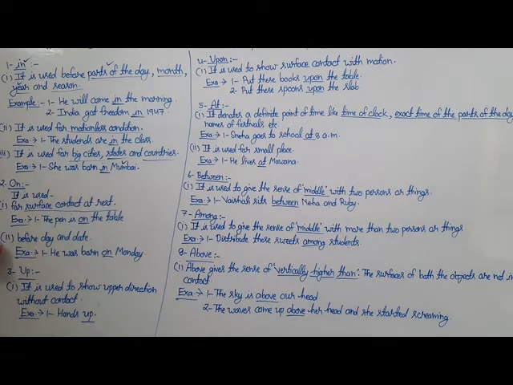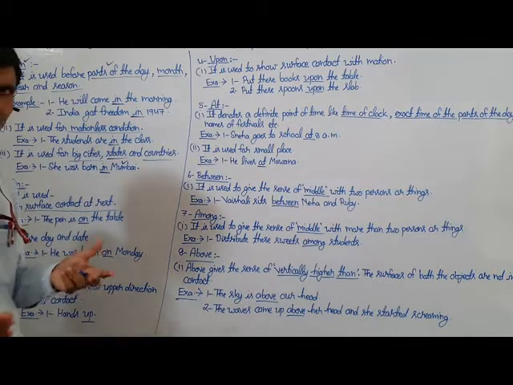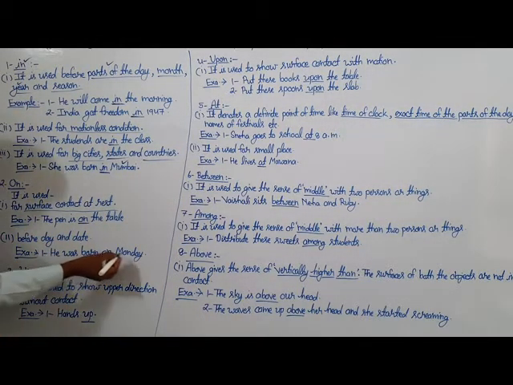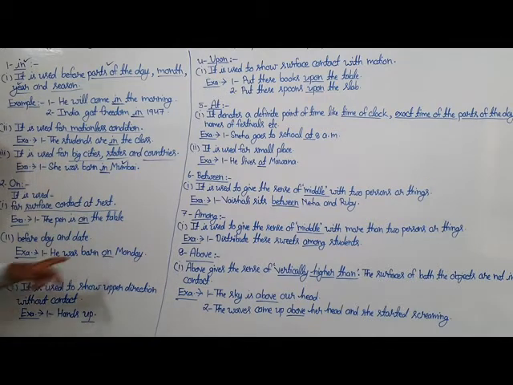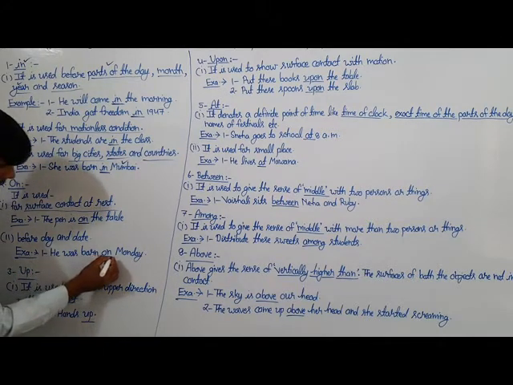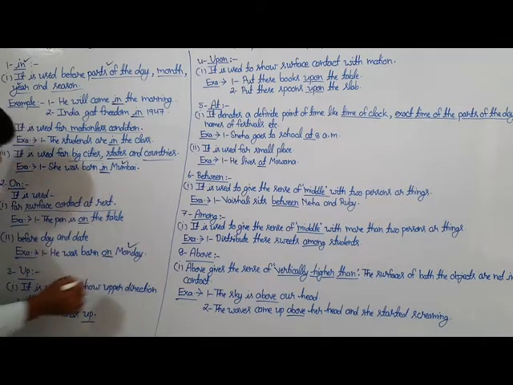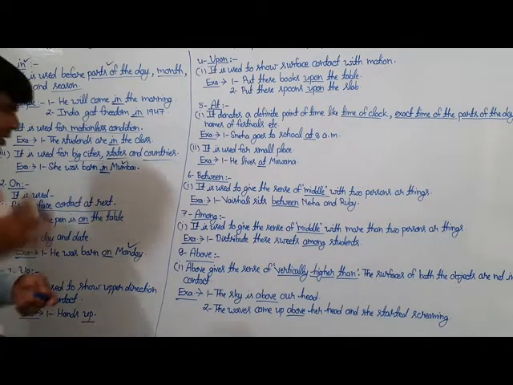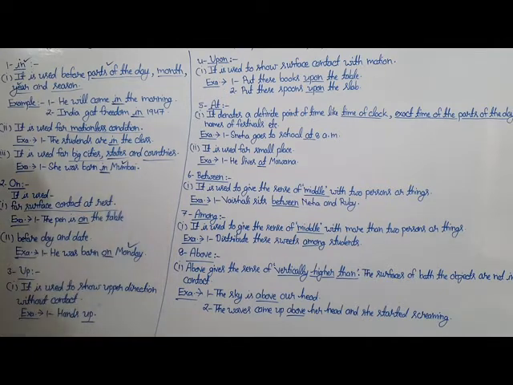Here is the next use of the preposition on, and that is it is also used before the day and the date. For example: He was born on Monday. Here the underlined preposition on is used before the day Monday. So we can say that on is the preposition which is also used before the day and date. And this is the important use of the preposition on.